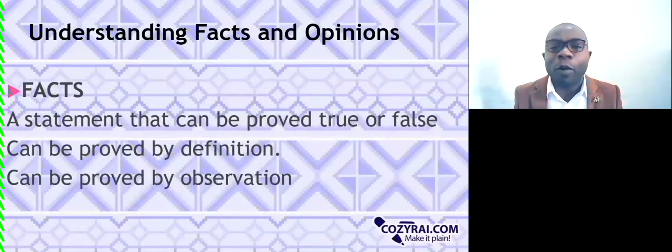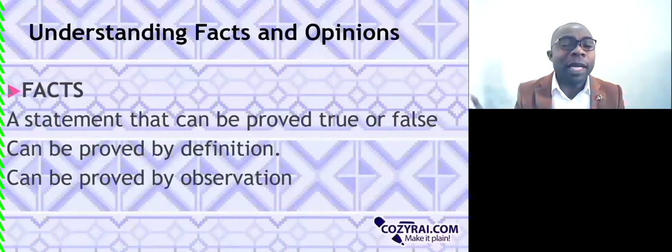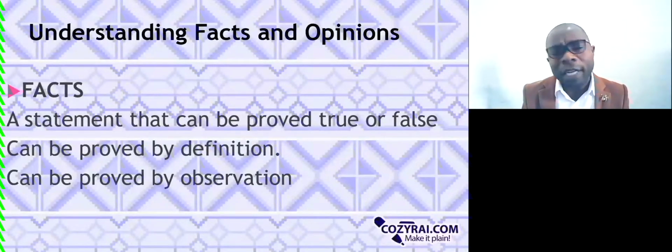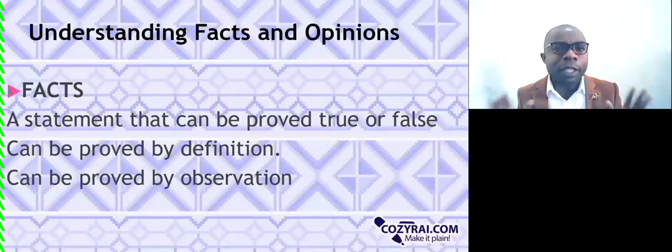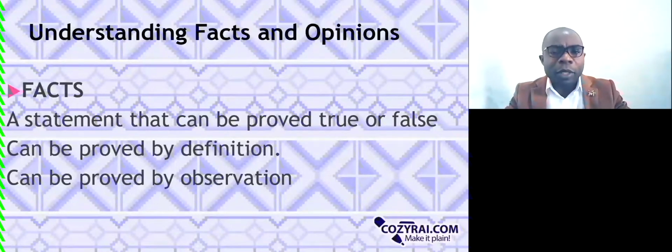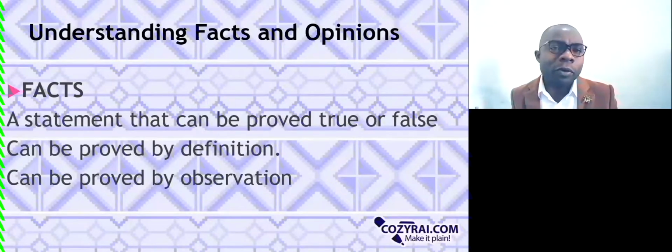What is a fact, or what are facts? A fact is a statement that can be proved true or false. So, if a statement is proved to be true, that statement is a fact. But if it is proved not to be true, then it is not a fact. What is it then? We'll get to that. So once a statement is proved to be true, it is a fact. And how do we prove it?